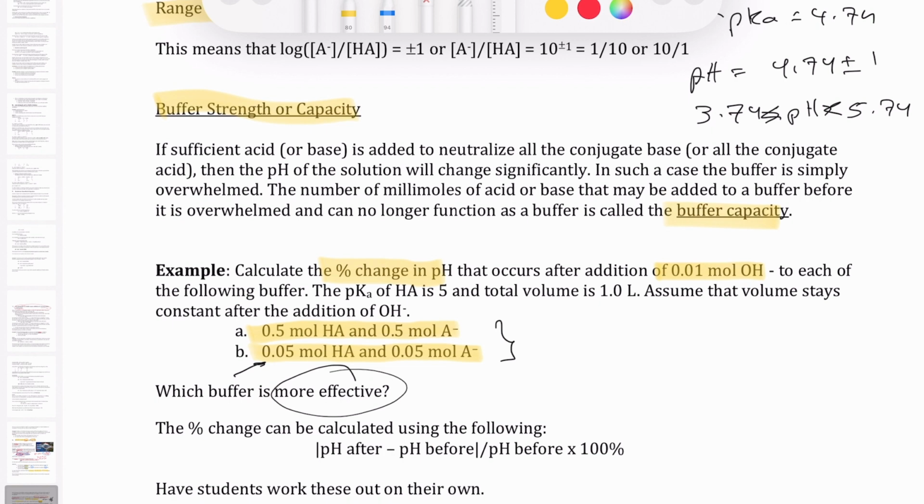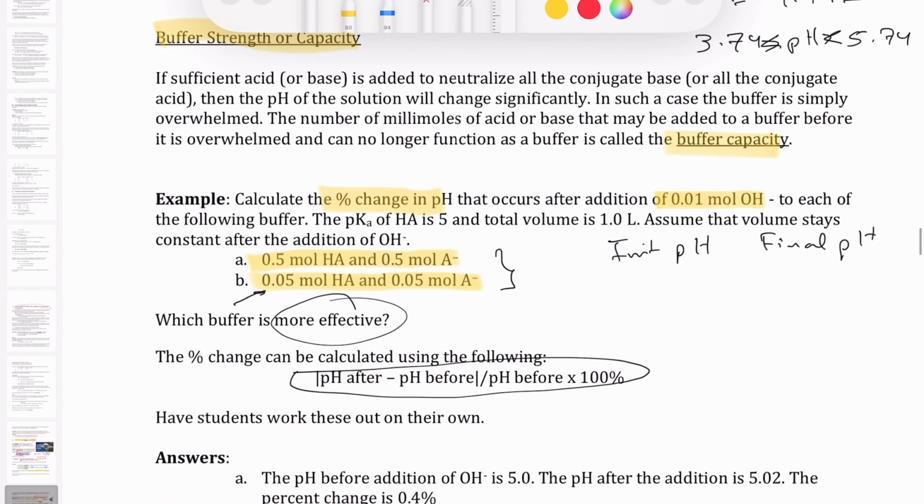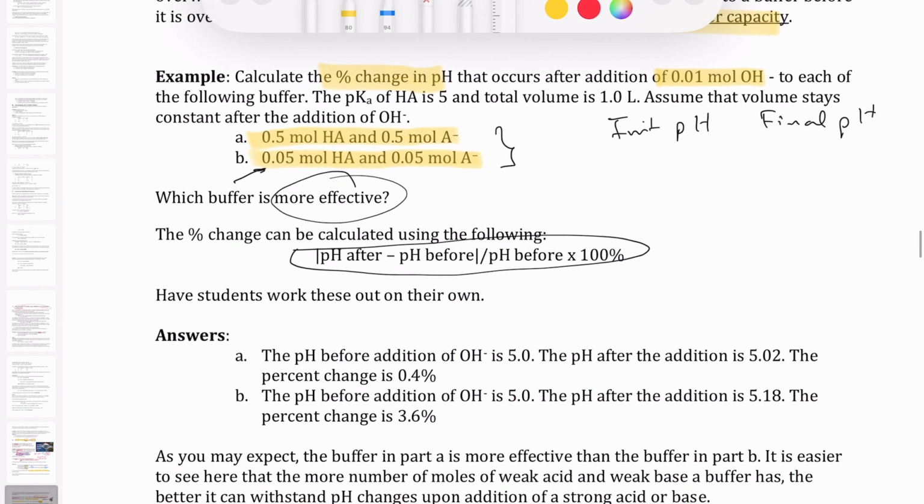You're going to do the same calculation again. Remember, you want to get your initial pH and get your final pH, and then afterwards you're going to calculate the change in pH in percentage. And if you do that for the first buffer, which is the half a mole one, the initial pH is 5 before addition. After addition it is 5.02. So the percent change is 0.4%, pretty small. For the second buffer, the initial pH is also 5. The pH after addition, though, is 5.18. So there's a larger percent change of 3.6%.